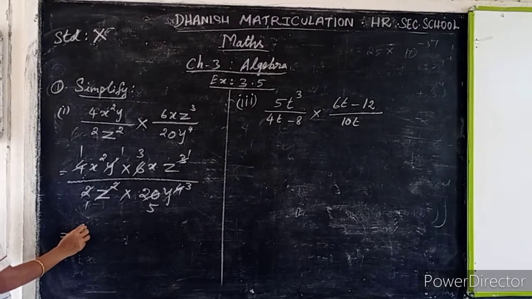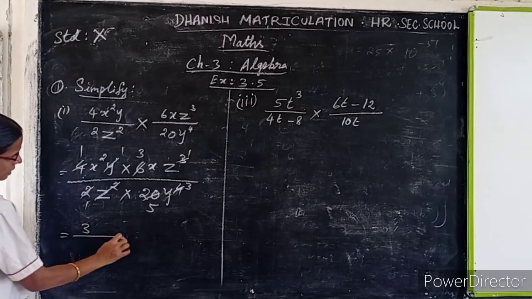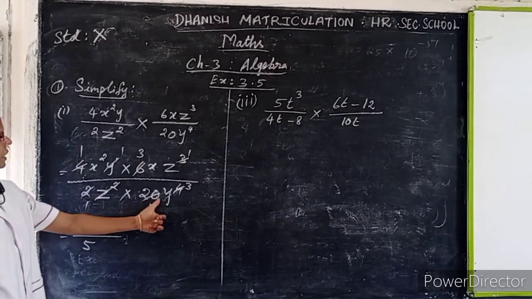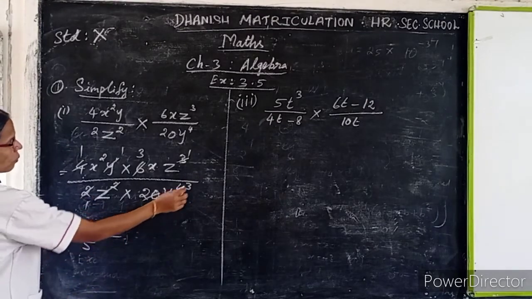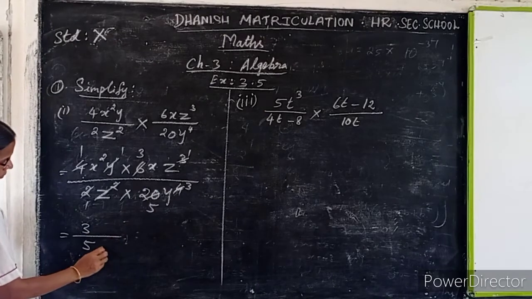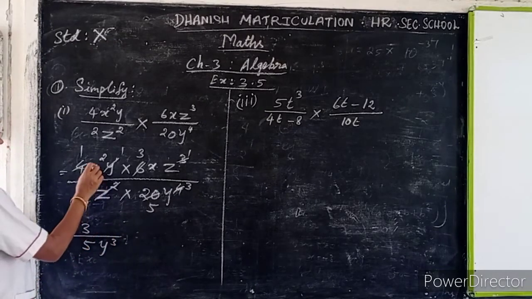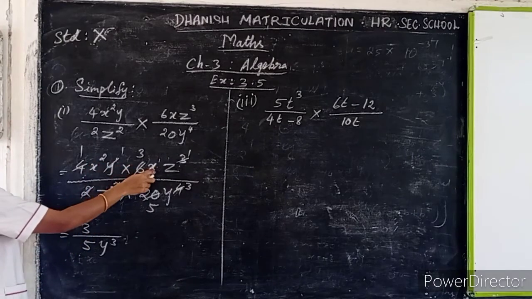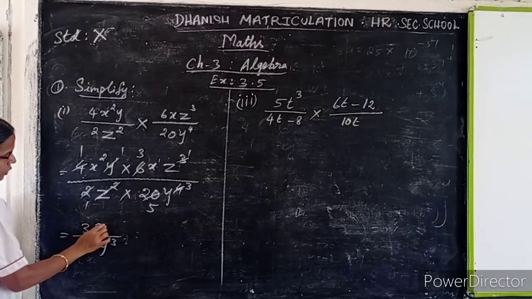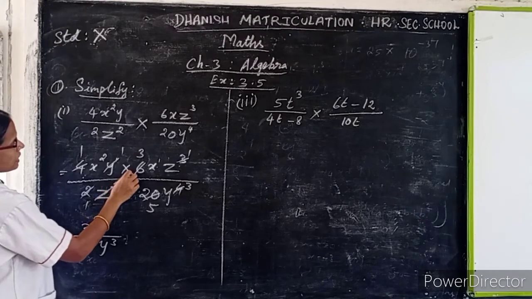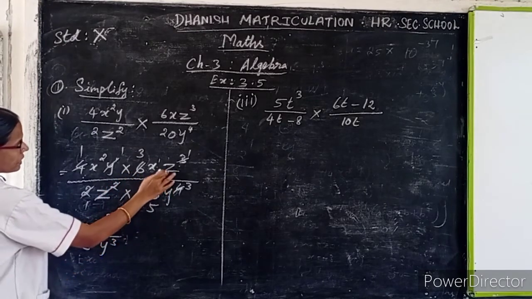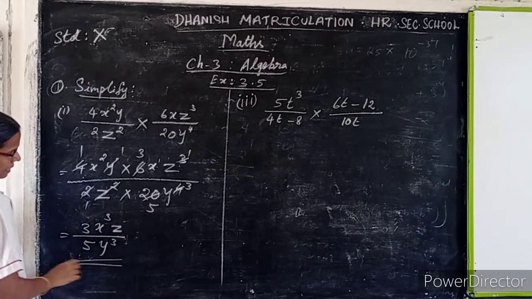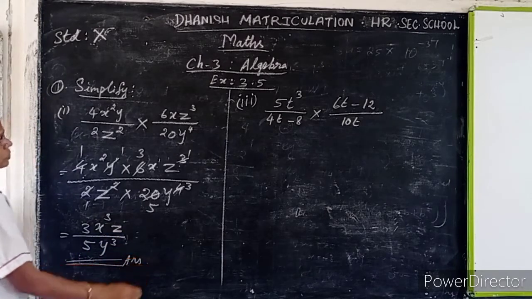First write the constant terms: 3 in the numerator, 5 in the denominator. And the denominator variable is y cube. In the numerator, x square into here 1x. So x square into x power 1 means x cube. Add the powers, that is multiplication. Here the power is 1. So this is the answer for the question.